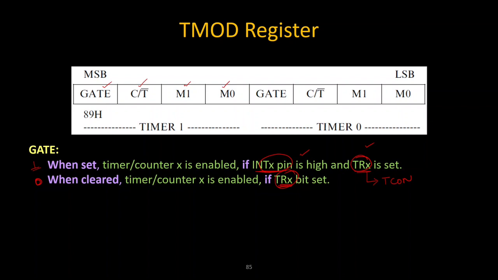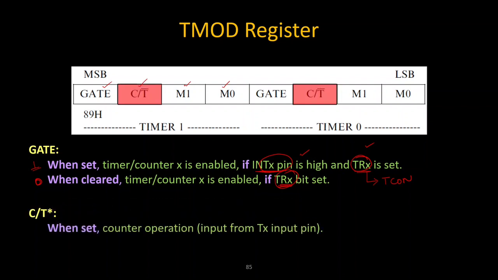So whenever it is cleared, whenever it is going to be 0, it is going to check the condition of only TR in my TCON register. Whenever it is going to be set, it is going to check for two different conditions. That's it. So while you are moving into C bar T, we are going to specify whether it is going to be operated as timer or counter. Whenever I configure it as counter, it is going to be set to 1, because it is counter bar timer, as you see in the pin diagram.